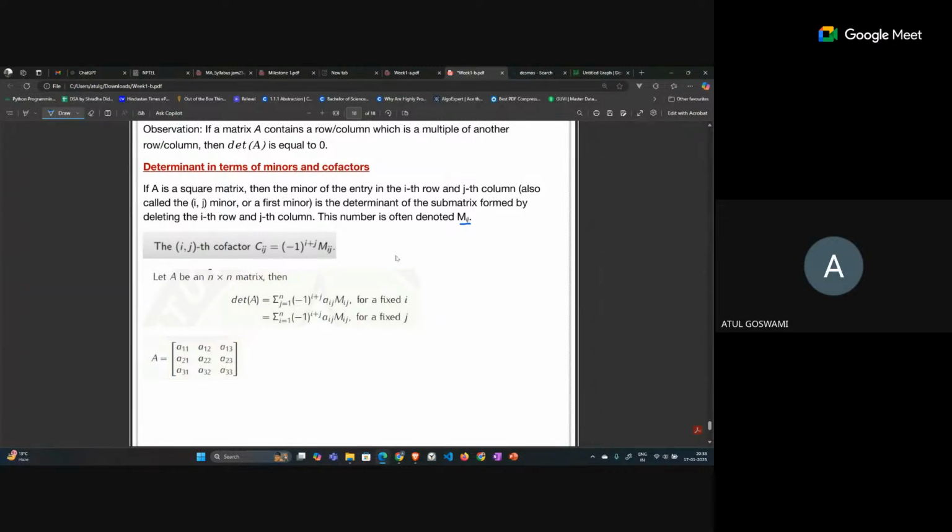And what is a cofactor? Cofactor is minus 1 to the power i plus j times the minor. This is the relation basically.